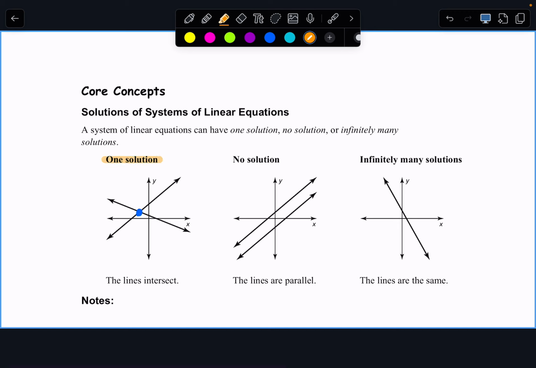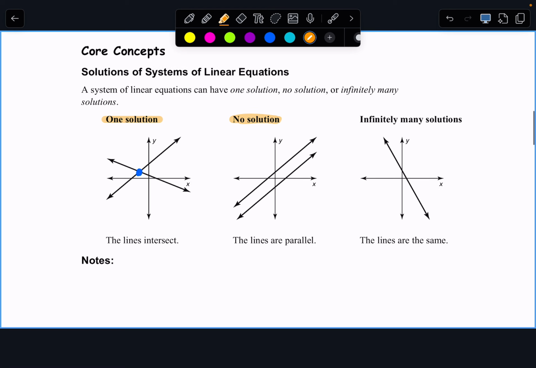Now, if our 2 lines are parallel, they never intersect, so there's no solution. If our lines overlap and they're the exact same line, they share an infinite number of points, so we have infinitely many solutions.